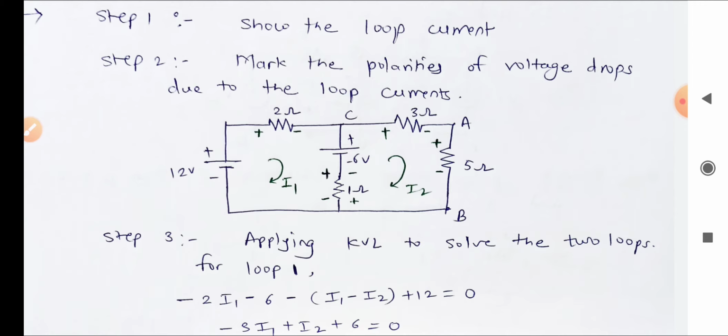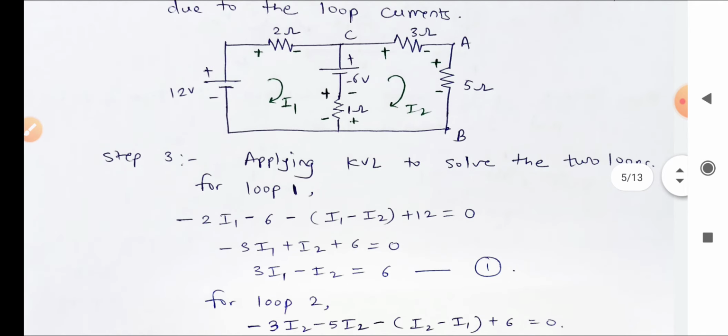By applying all the sign conventions, we can get the potential drop and potential rise in the loop. Then we can apply KVL to solve the two loops. We are going to apply KVL for loop 1 as well as loop 2, getting two equations. As there are two unknowns, by solving them simultaneously we can easily get the values of I1 and I2, and in branch AB the I2 is flowing, and hence we can get the answer.